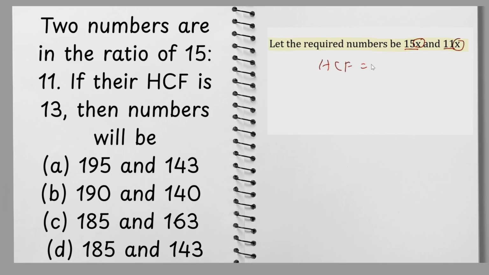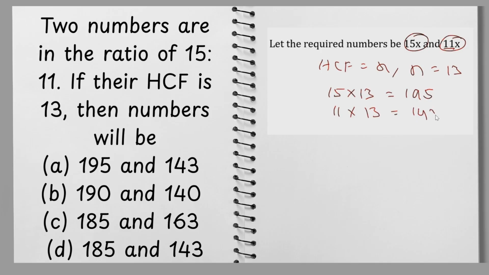That is, the HCF over here is x. And we were given the HCF as 13. So from here we conclude that x is equal to 13. Now to get these numbers, the first number is 15x, that is 15 times 13, which is 195. And the other number is 11x, that is 11 into 13, which gives you 143. So we'll say that 195 and 143 are the two numbers.